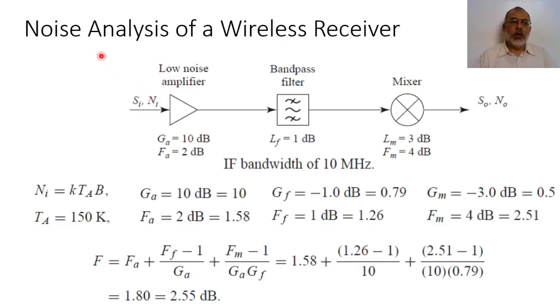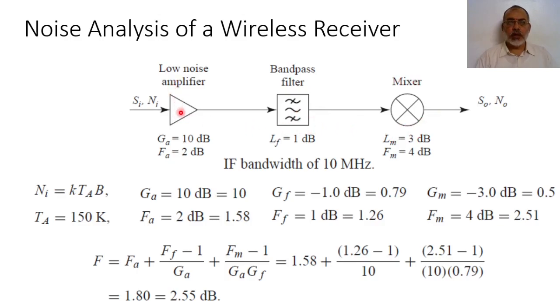Okay, in the previous video, we have studied how to calculate the noise figure and the equivalent noise temperature for a cascaded network. Now we are going to apply the analysis of cascaded network to study the noise analysis for a wireless receiver system. This wireless receiver system consists of a low noise amplifier at the input. This low noise amplifier is followed by a band pass filter, and this band pass filter is followed by a mixer.